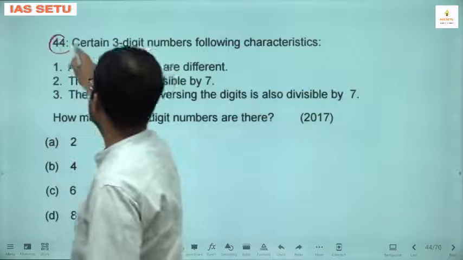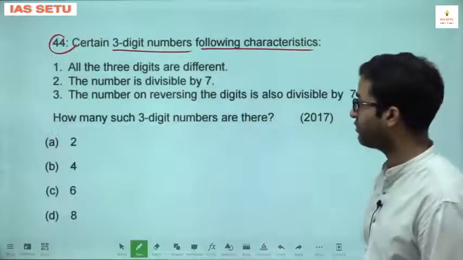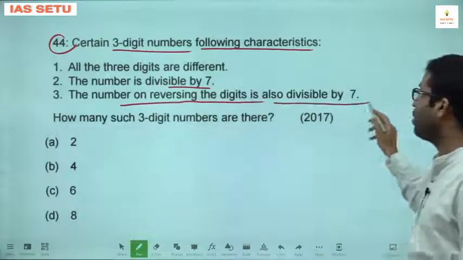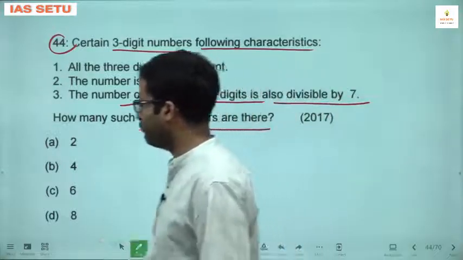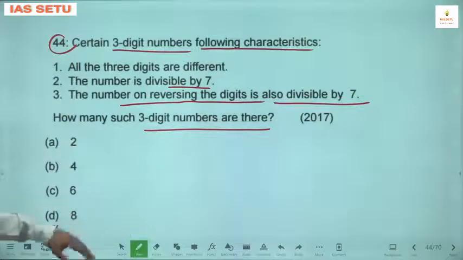Question number 44: a certain 3-digit number has the following characteristics: all 3 digits are different, the number is divisible by 7, and the number on reversing the digits is also divisible by 7. How many such 3-digit numbers are there? Options 2, 4, 6, 8. It was one of the difficult questions asked, no other way, you have to check.